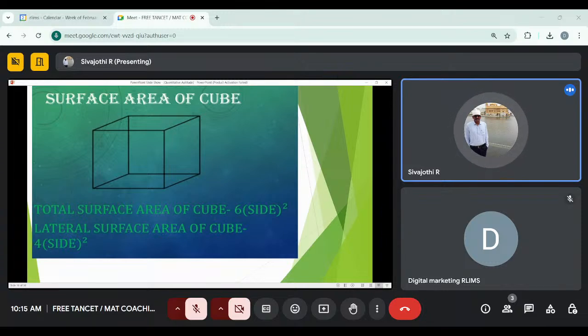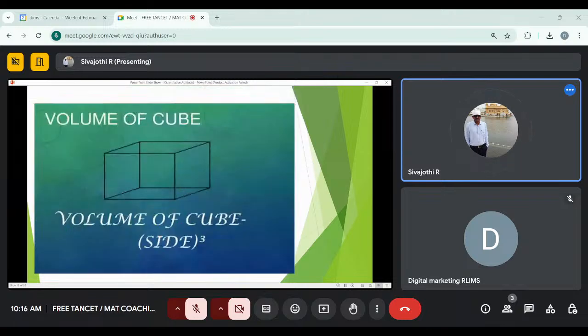In the same manner, the surface area of a cube. The total surface area of a cube is 6 into side square, because a cube has 6 sides. Suppose the side is 2, then 2 square is 4, and 4 sixes are 24. The total surface area of a cube is 24 centimeters square. Then the lateral surface area of a cube is 4 into side square. With side 2, 2 square is 4, and 4 fours are 16 centimeters square.